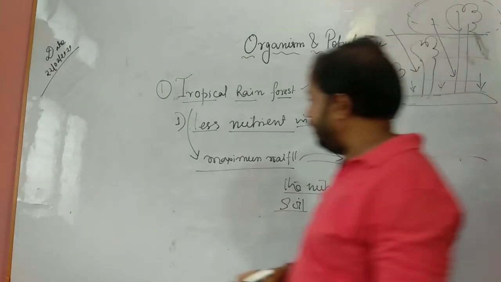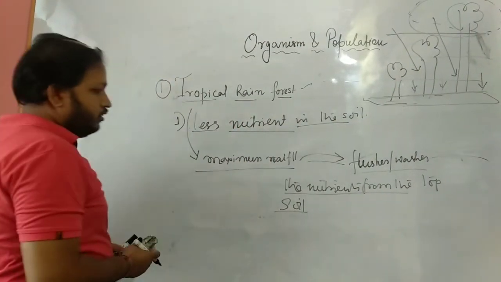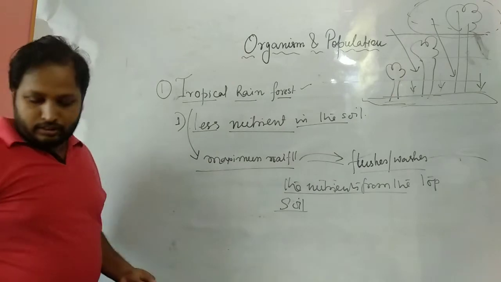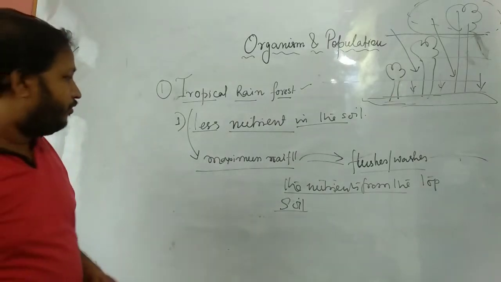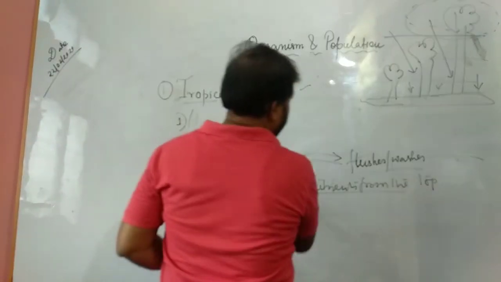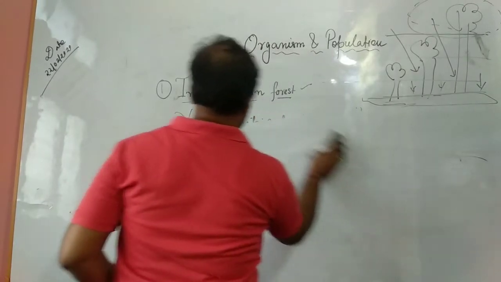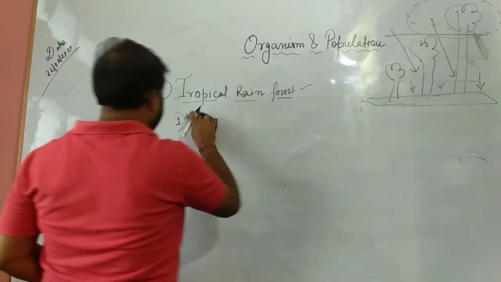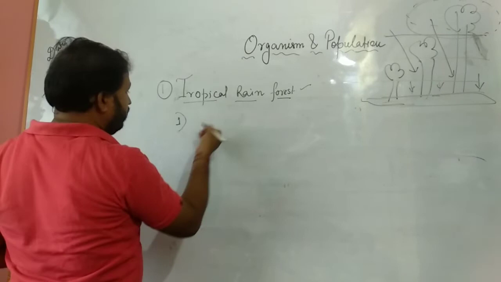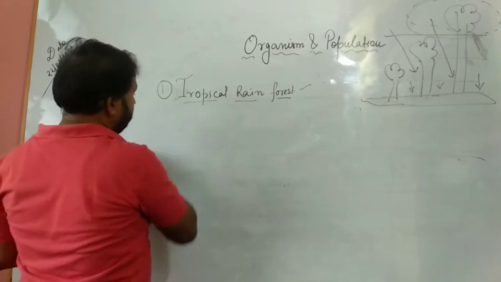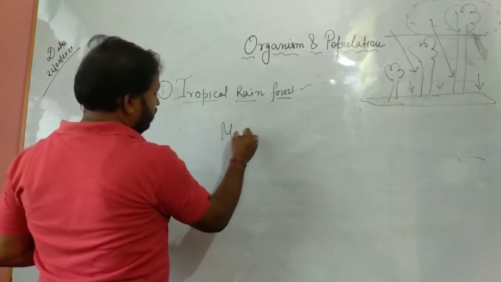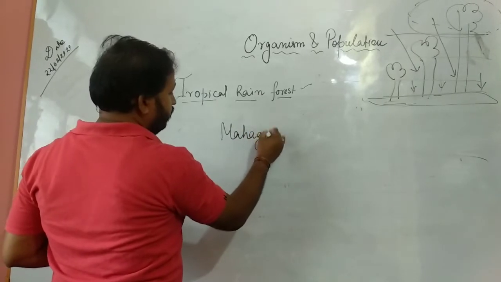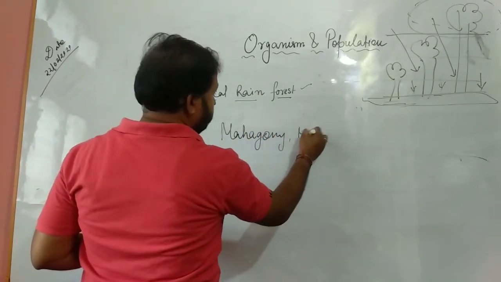Okay, come back to the point again. So these are the characteristics of this kind of forest. So, what are the examples of this kind of forest? What kind of trees are present in this forest? For example, mahogany is there. Then rosewood is there.